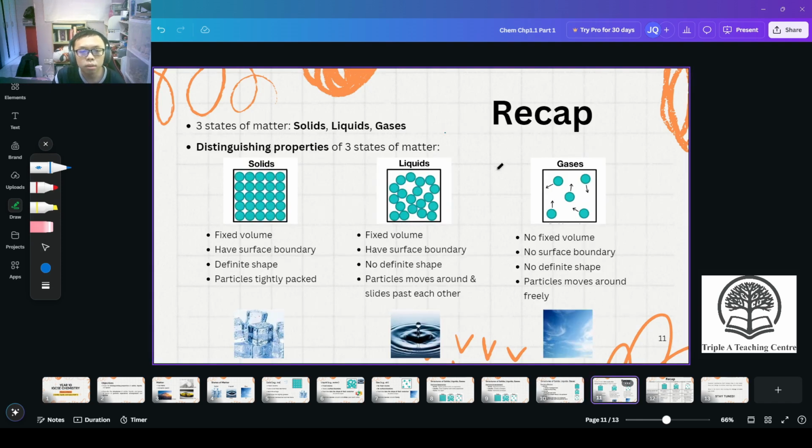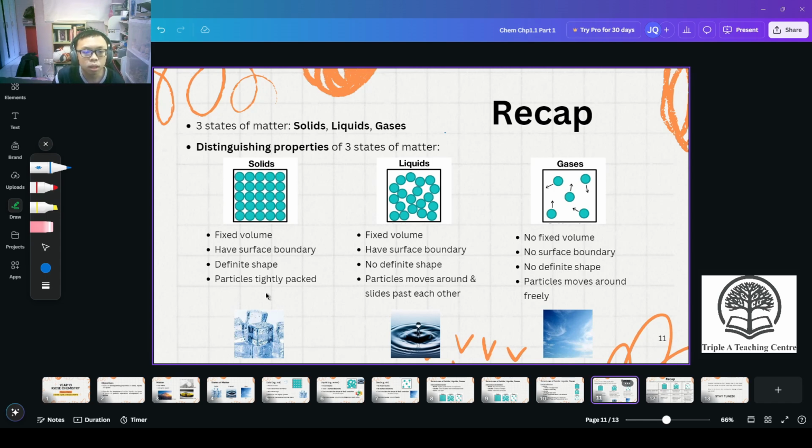So we recap a bit of what we learned today. There are three states of matter: solid, liquid, and gas. The distinguishing properties of the three states of matter are stated here in a table form. For solids and liquids, they have a fixed volume and a surface boundary. But for gases, there is no fixed volume and no surface boundary. Solids have a definite shape. Liquids and gases have no definite shape. They take the shape of the container.